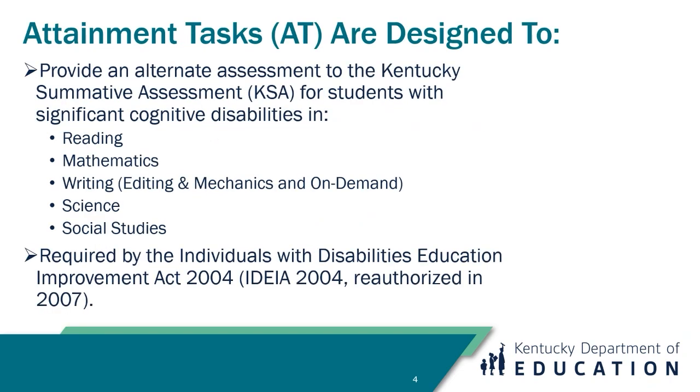The attainment tasks are intended to assess students in the content areas that all students are tested on as part of the general assessment, but not all content areas are required by the Every Student Succeeds Act. This is a requirement of IDEA, which requires students with disabilities to participate in every district or statewide assessment, but allows alternate testing methods for students with significant disabilities.